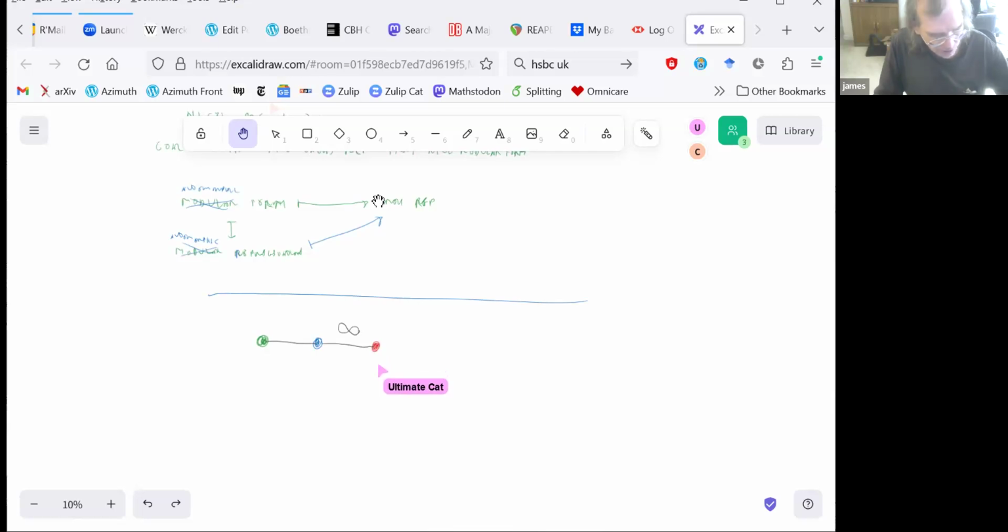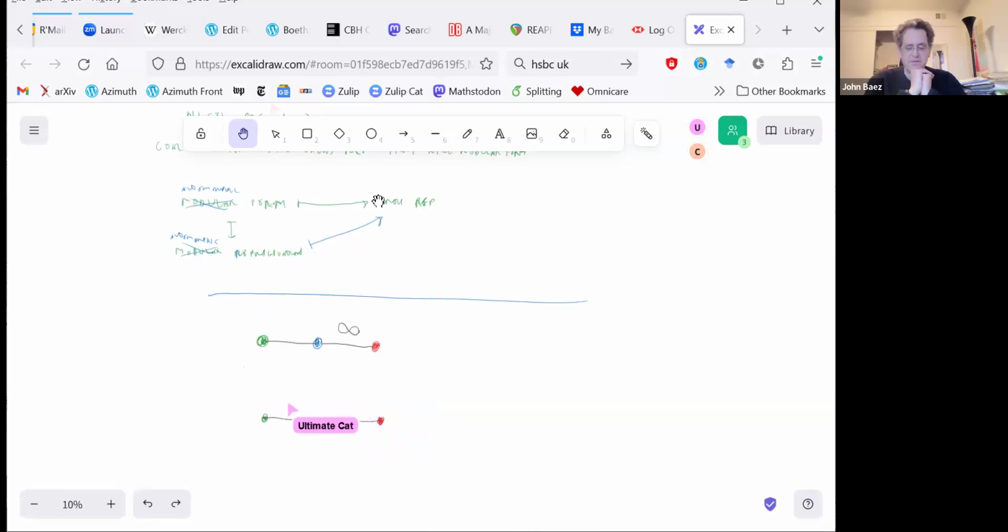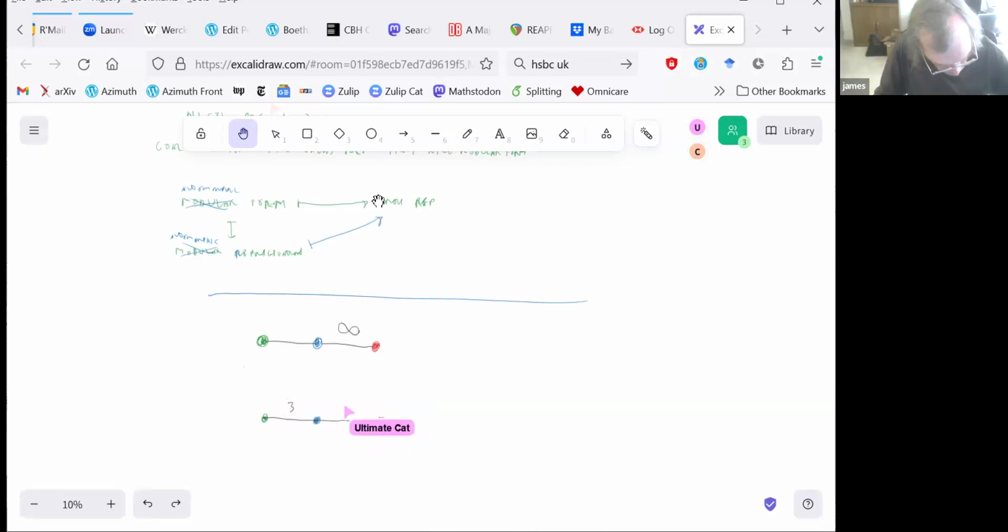So let me draw a different Coxeter diagram. Do you have a favorite one, John, for numerical labels? 3 and 4. Okay, so the 3 is invisible. Try to erase that 3 in your mind.